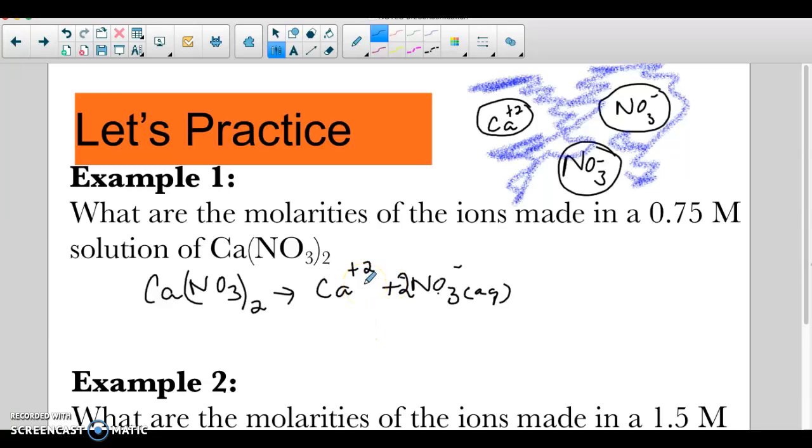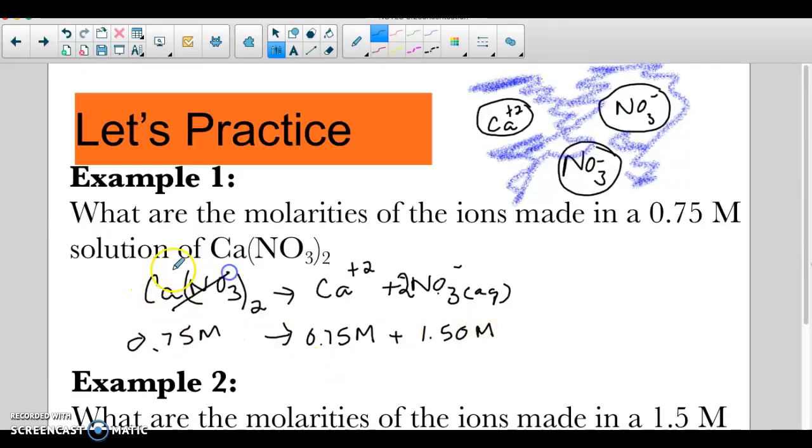So now we're going to do just a little bit of math. My question is, what are the molarities of the ions, so the concentration of the ions in a 0.75 molarity solution of calcium nitrate? So again, for every 1, I get 1. So I'm going to have 0.75 moles per liter of calcium. And for every 1, I'm going to get 2, or twice as many, which would be 1.50 moles per liter of nitrate ions. So once it breaks apart, I get 1 of these for every 2 of these up there.